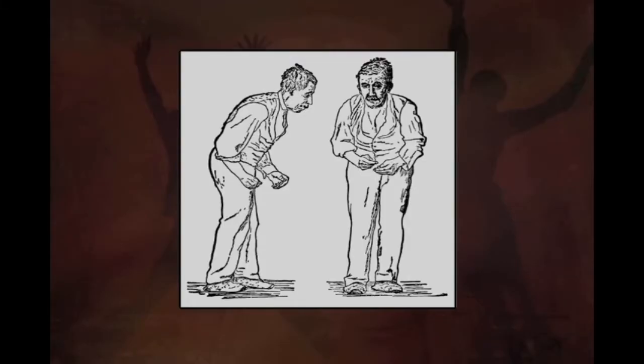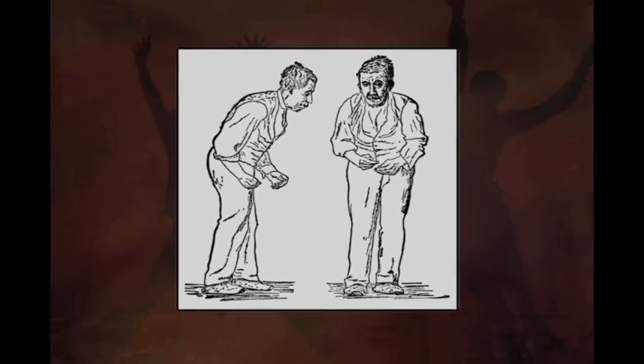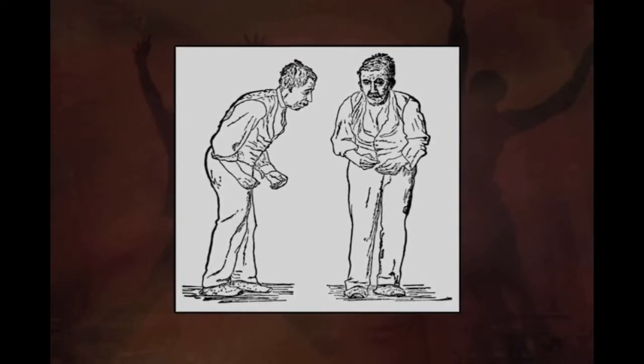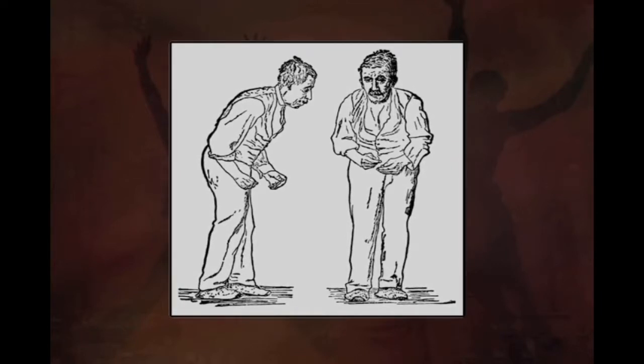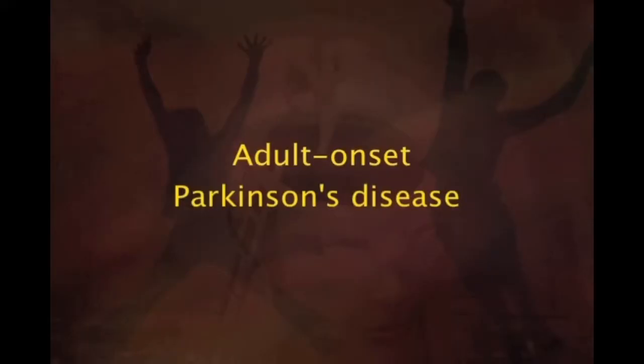Most individuals who develop Parkinson's disease are 60 years or older in age, and Parkinson's disease occurs in approximately 1% of individuals aged 60 years and in about 40% of those aged 80 years. There are 2 types of Parkinson's disease which we talk about. One is adult-onset Parkinson's disease.